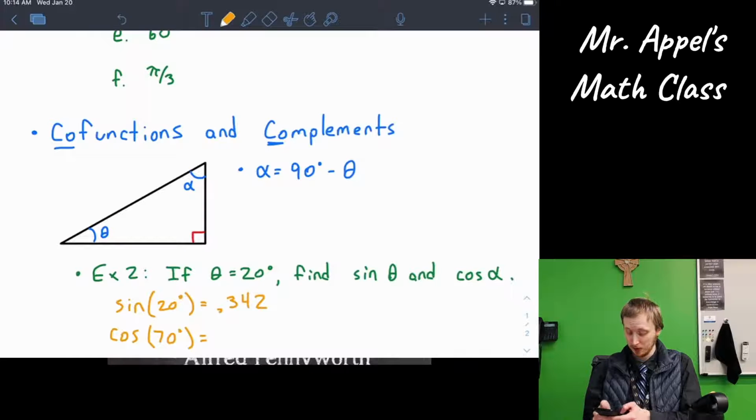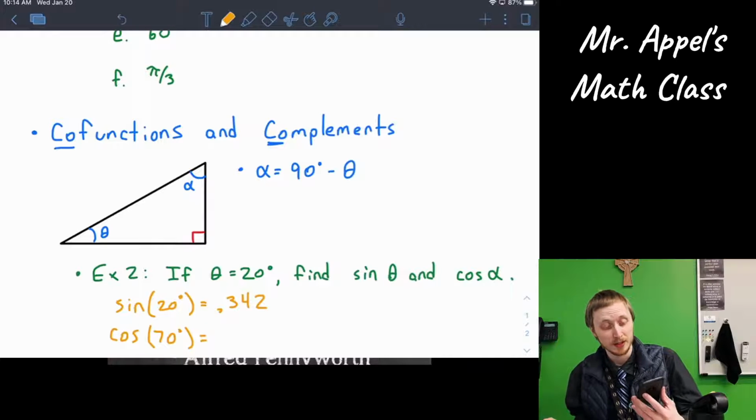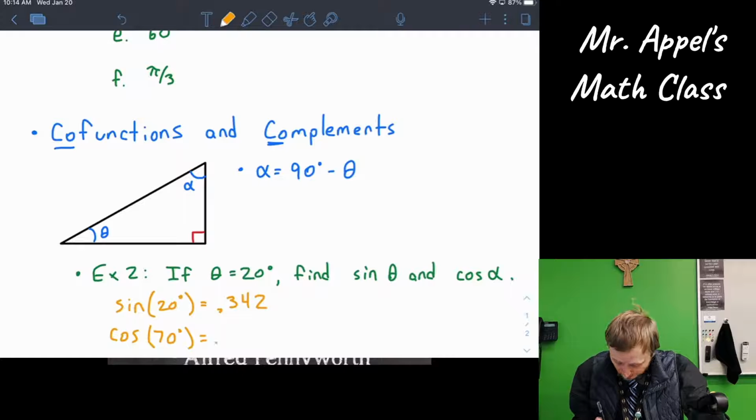Figure out how, let's see, I would type in the number and then hit, nope, it actually types it out properly. Okay, I did not expect that. Okay, so we hit cosine, then 70. There we go, thank you. There we go, you get the same thing, 0.342.